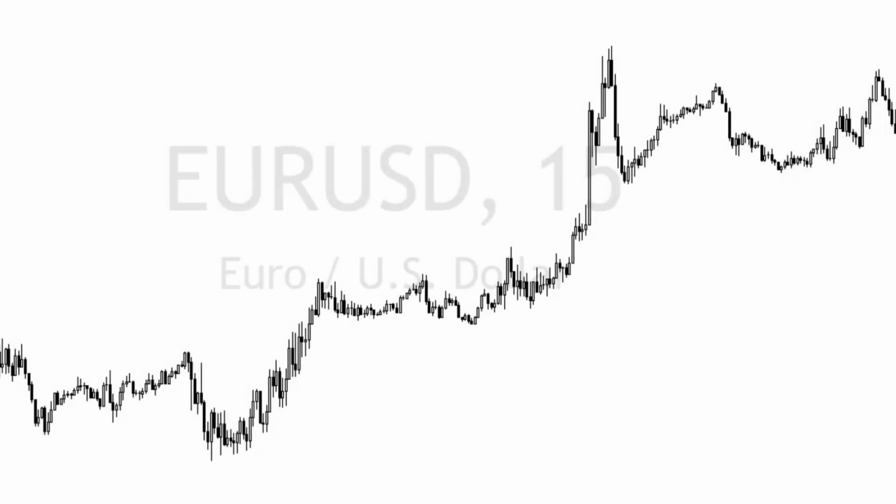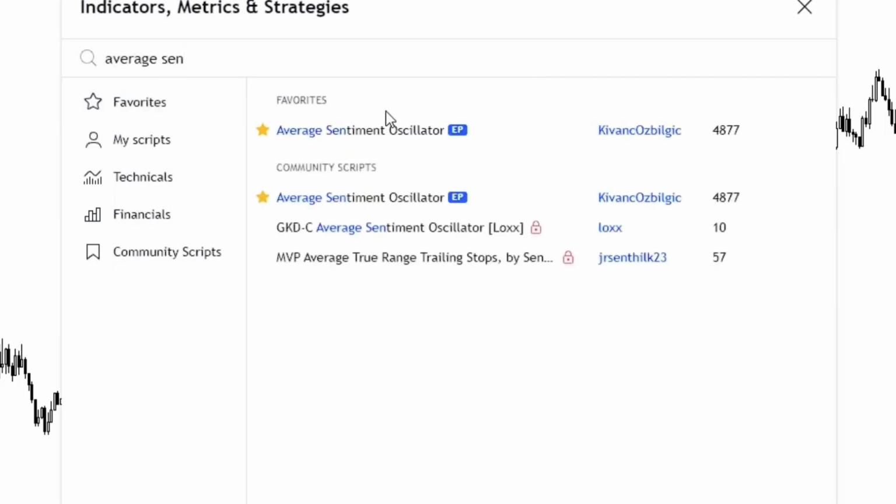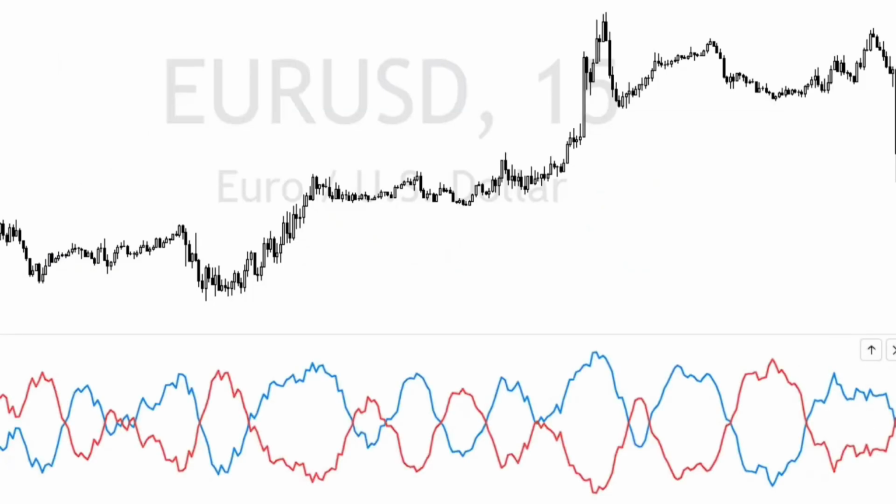Right. So picture this in your trading chart, and with just a few clicks, you have this remarkable indicator, the average sentiment oscillator, developed by this amazing author. This oscillator is like having a crystal ball for market sentiment. It literally tells you if the market is feeling bullish or bearish at any given moment.